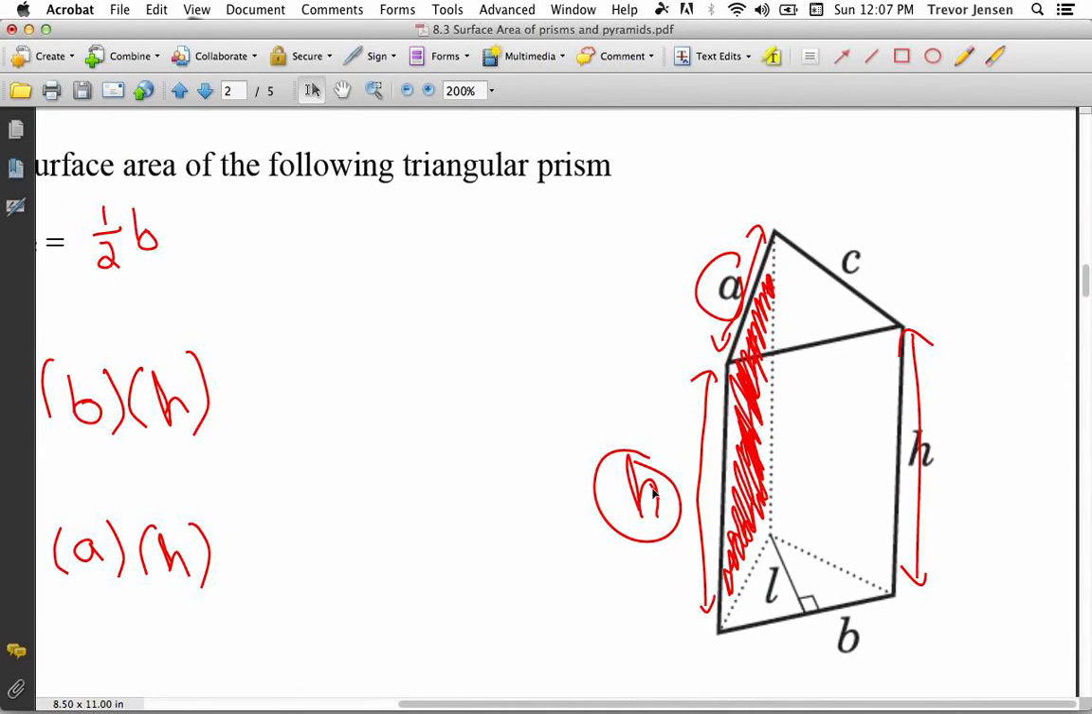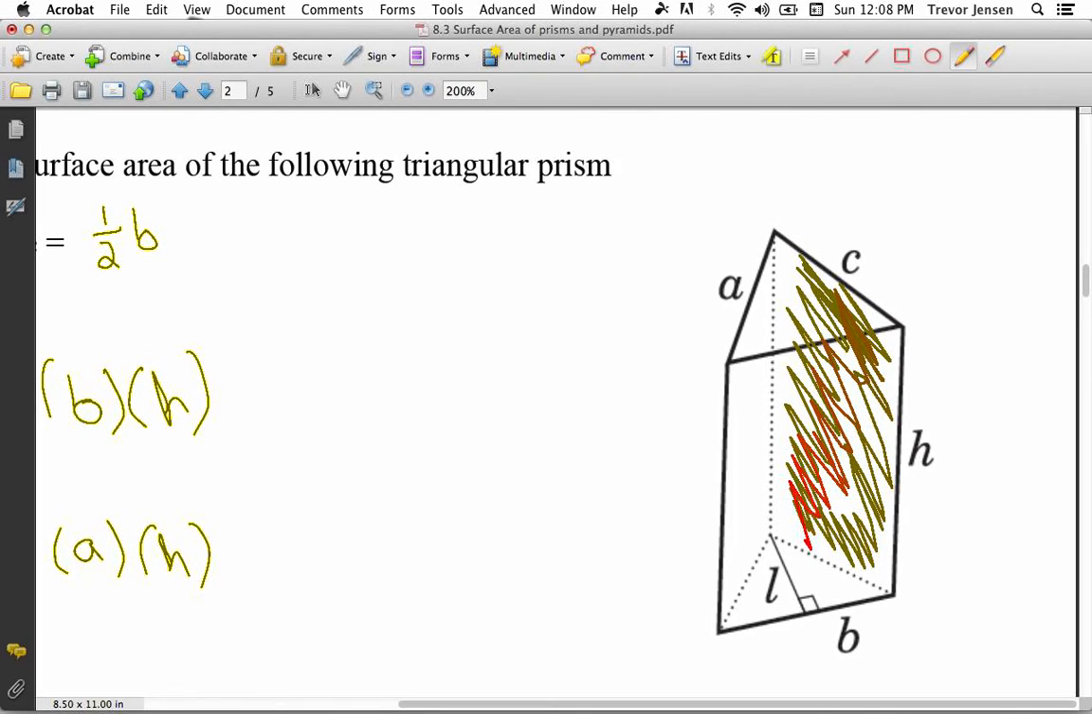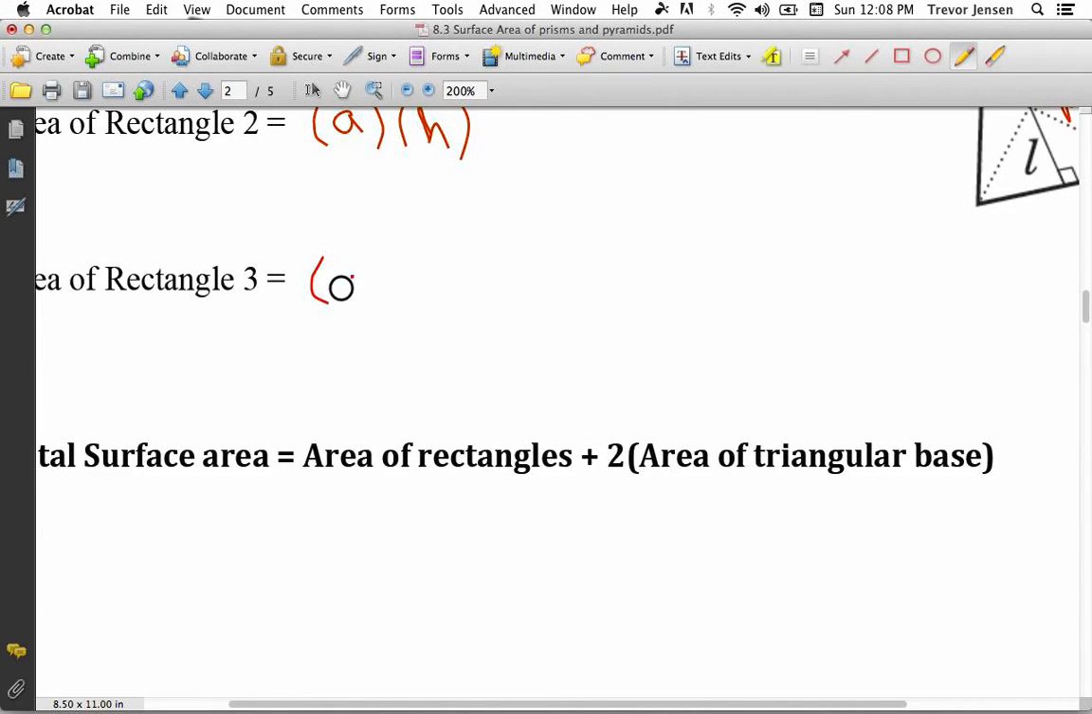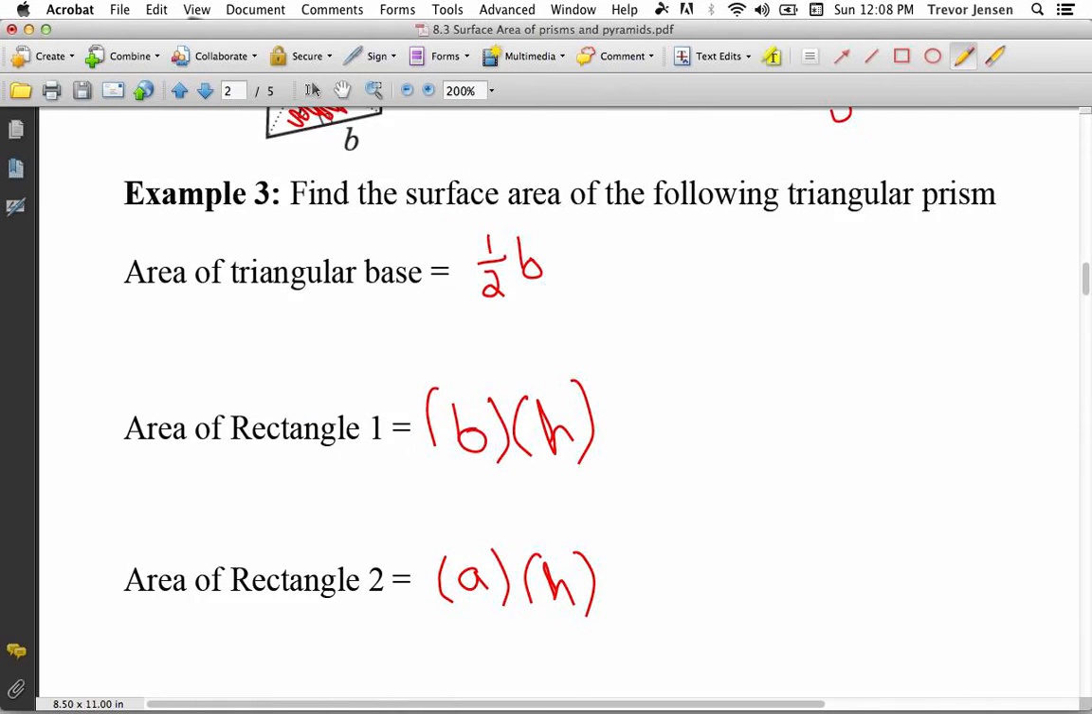Now let's get rid of all this stuff that I just drew. Now let's find the area of the rectangle on the other side. I'll try and shade it in so you can see it. Good. If I want to find the area of this rectangle, once again, the area of the rectangle is length times width, and the dimensions of this rectangle have been labeled for me. It's C by H. So to find the area of that rectangle, length times width would just be C times H. Okay, so I now have the area of each of the sides individually.